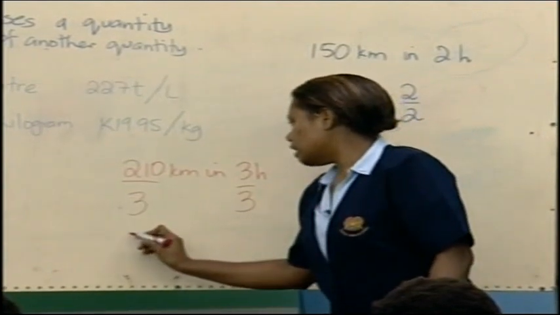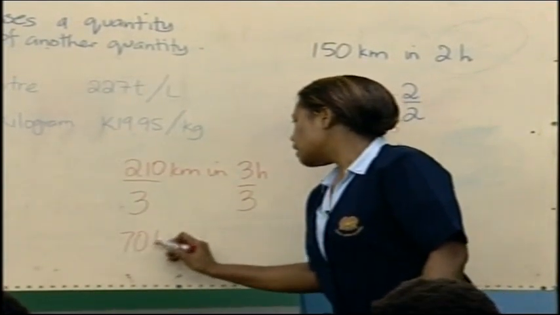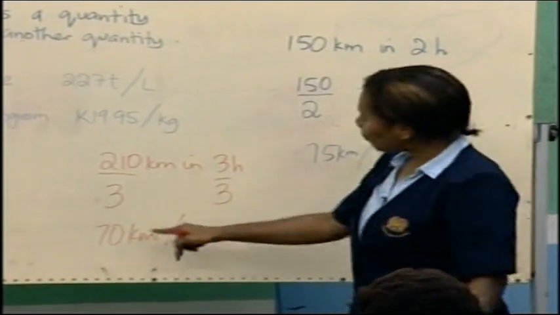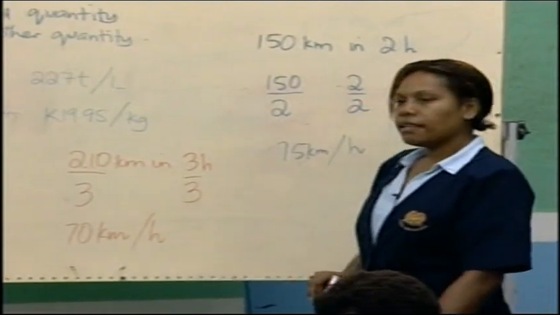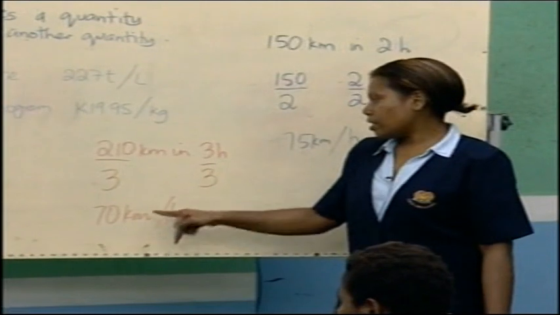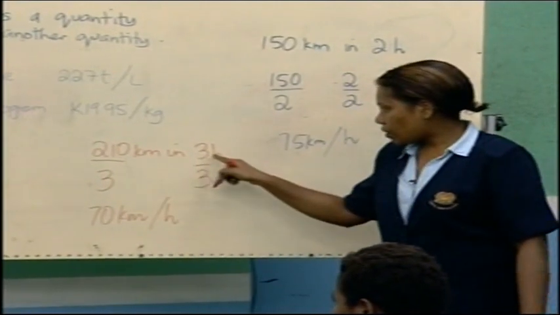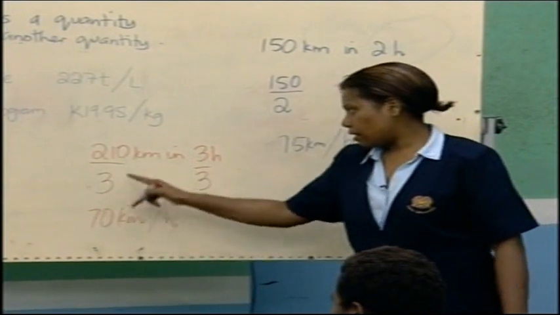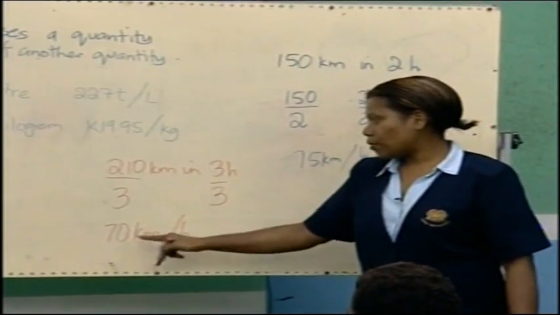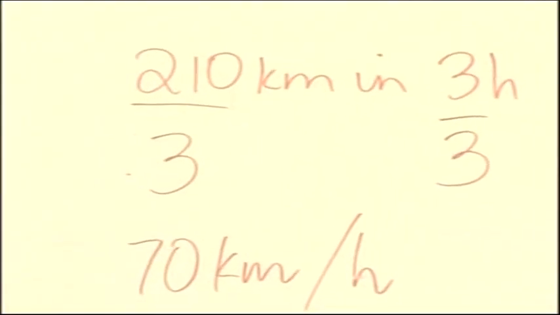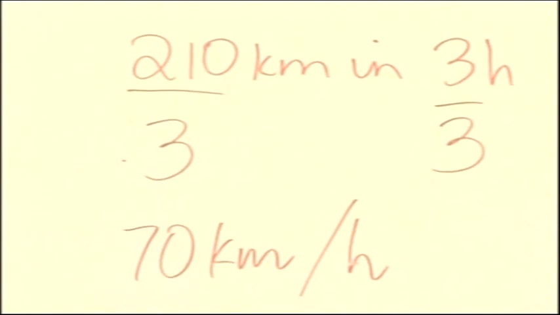So 210 divided by 3 is 70. 70 kilometers in an hour or per hour. Okay, so that's the simplified or the fixed rate. So in 3 hours he traveled 210 kilometers. 70 times 3, which is 210. Okay, have you got that? 7Es and receiving students? Okay, good.